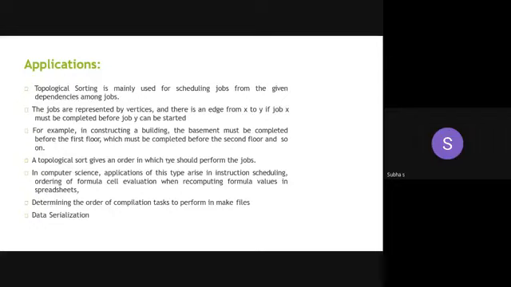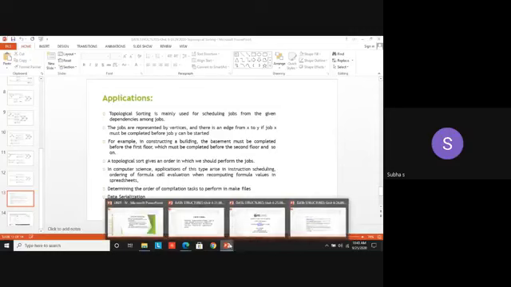Okay, and also it is mainly used in data serialization. It's a very common topic in computer science. Serialization means what? Sequentially arranged data. Only if I complete the first, second, third part, I can move on with the fourth, fifth, sixth, like that. Okay. So these are some of the applications of topological sorting.